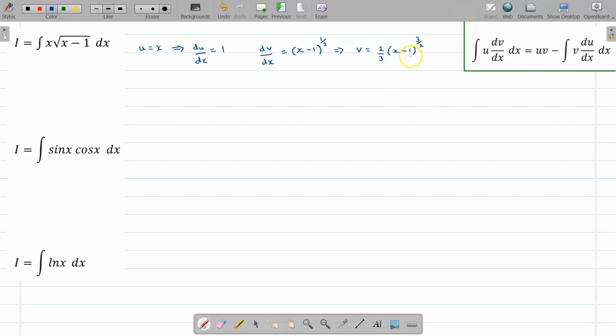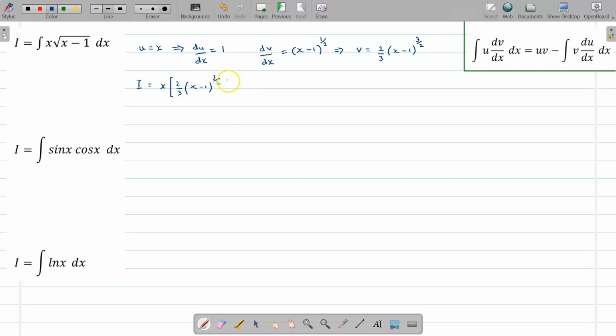So it's relatively easy to spot that. Now, having got those initial bits of information, I can go on with the integration. So I can say that I equals, okay, now it's uv, so u is x, and v is the thing I've just written down here. So I'll put that in a big bracket next to the x. So it's 2/3 of x minus 1 to the power of 3/2.